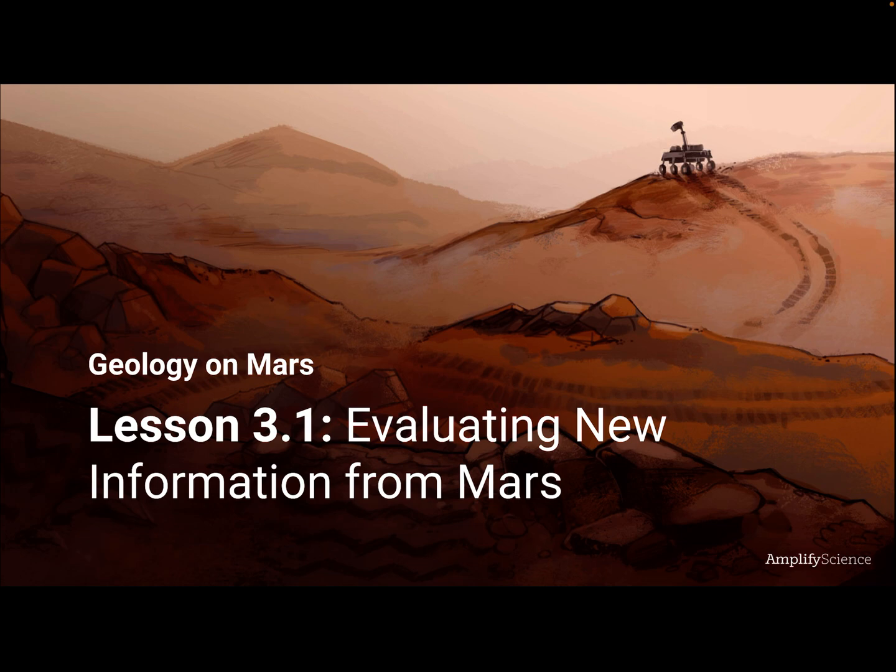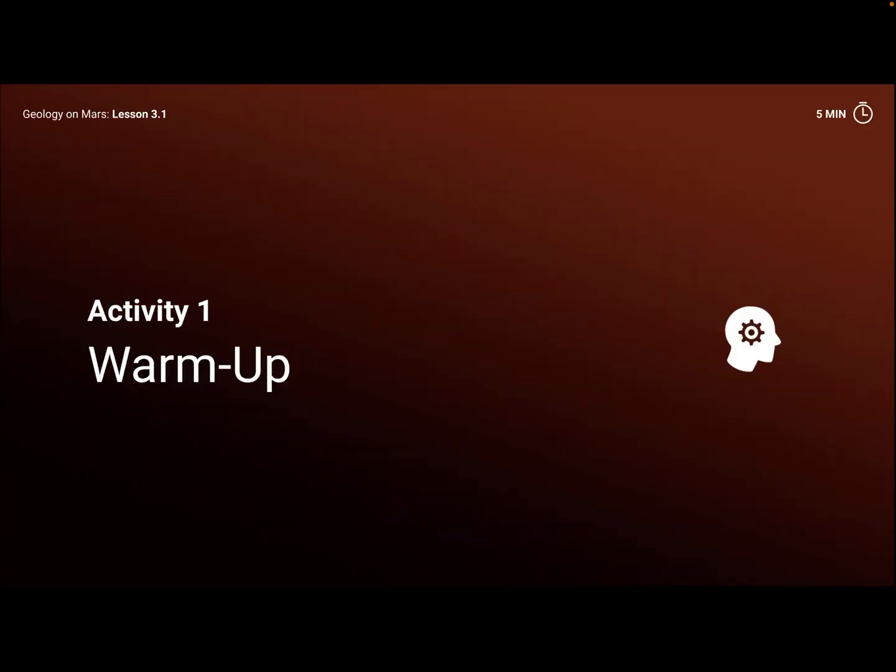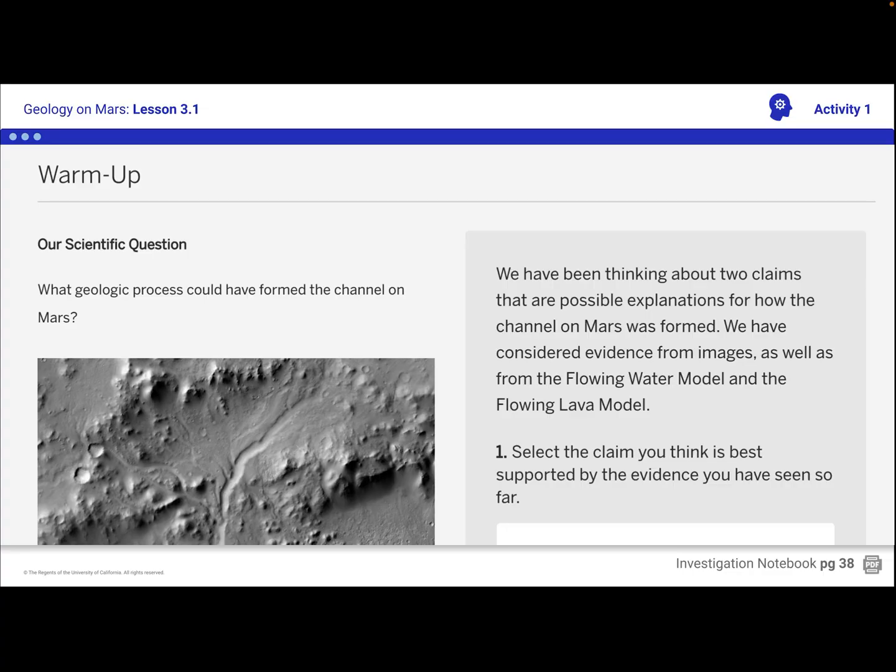We are in chapter 3, lesson 1, so we're in a new chapter now, and we're going to be evaluating new information from Mars. So the first thing I want you to do is go to 3.1, activity 1, and do the warm-up. Go ahead and pause this video and complete the warm-up. Make sure in that second box you explain why you made the claim that you made, and then be sure to hand that in.